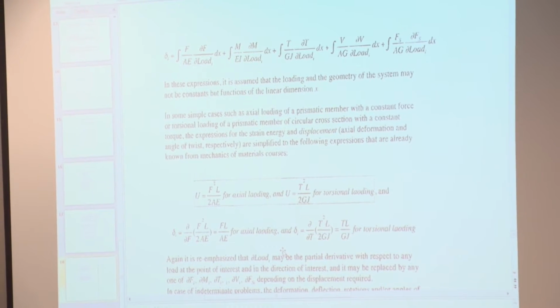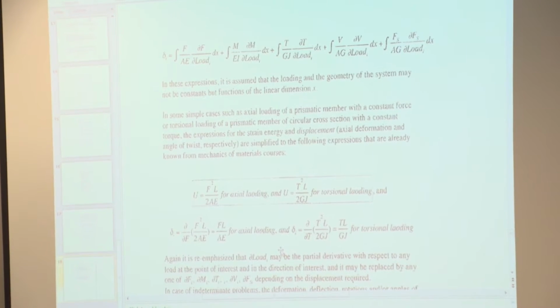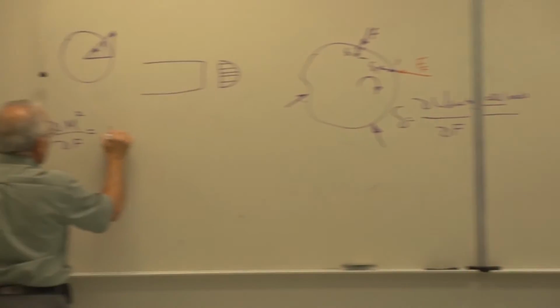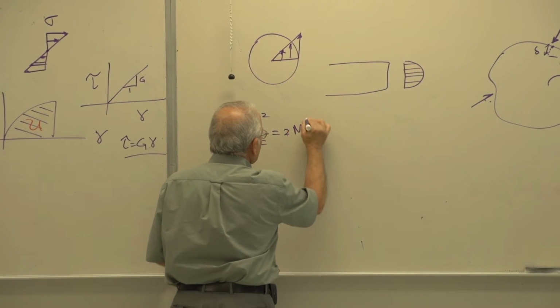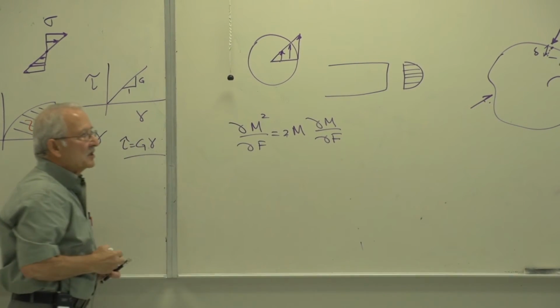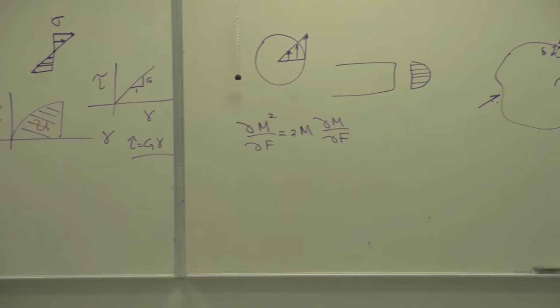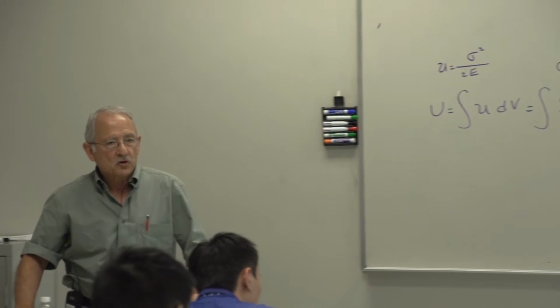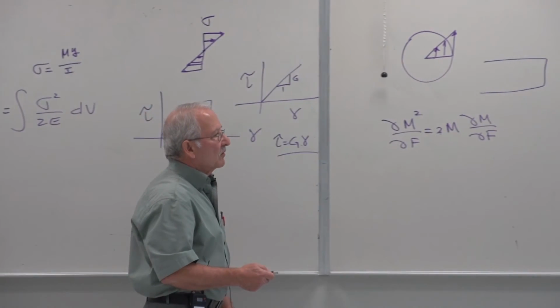And remember that the partial of, for example, M squared with respect to F is equal to 2 times M, the partial of M with respect to F, as an example. Everybody follows that, right? Just rules of differentiation. M is a function of F. Everything else in that equation is not a function of F.